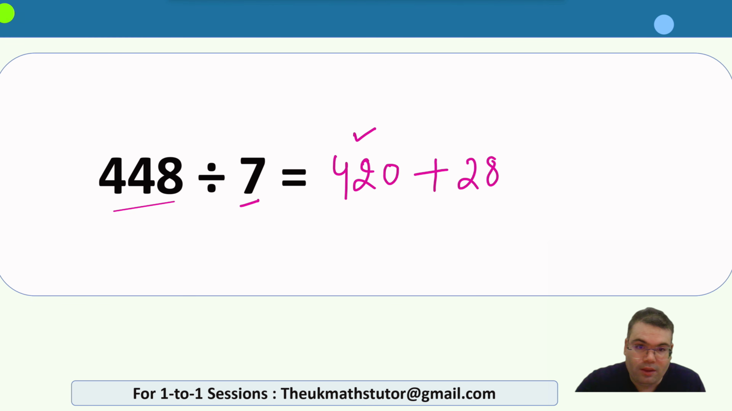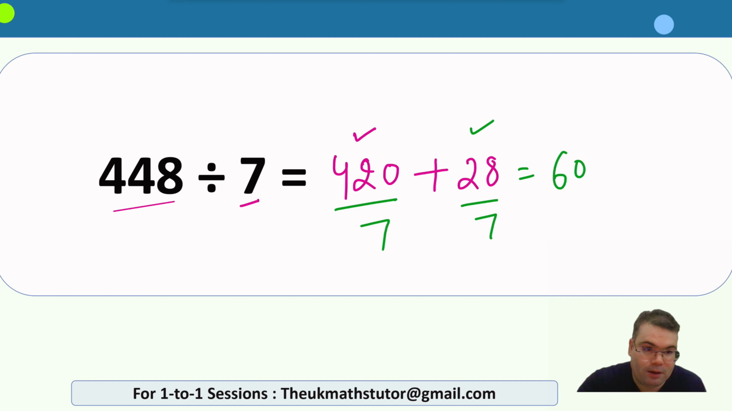Okay. So both the numbers we can see are divisible by 7. Now just divide both by 7. So 420 by 7 is 60 and 28 by 7 is 4. So 60 plus 4, the answer is 64.